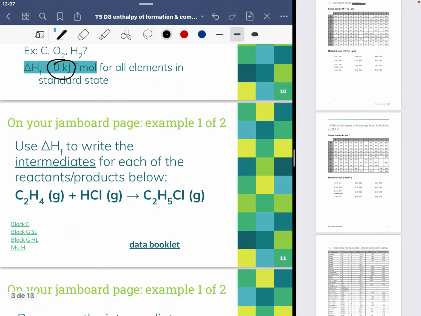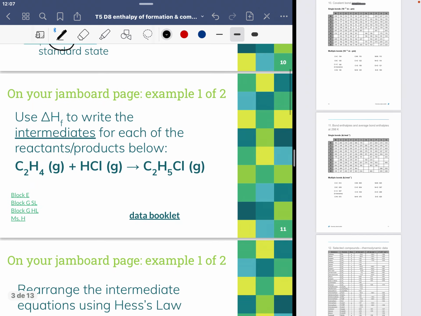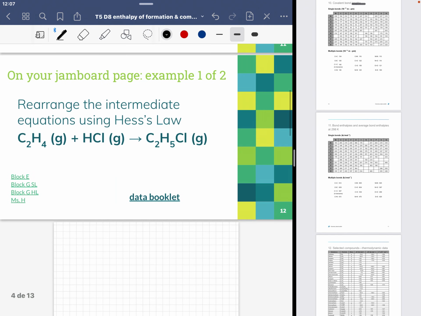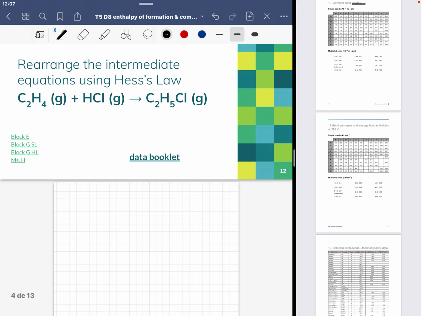So we're going to look at a couple of examples here. Here's our first example problem. We have C2H4 plus HCl yields C2H5Cl, all in gas form.